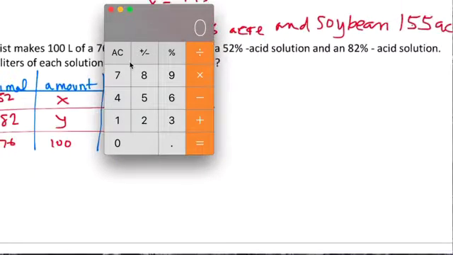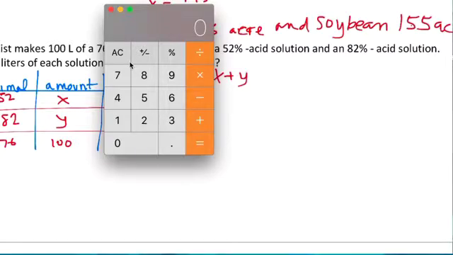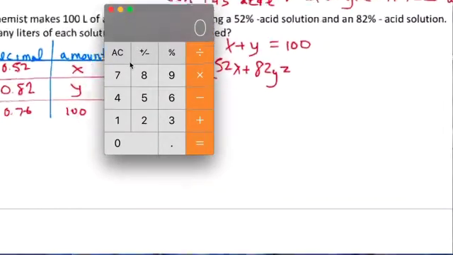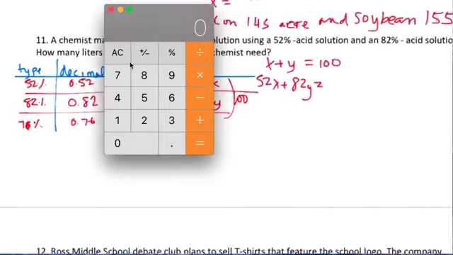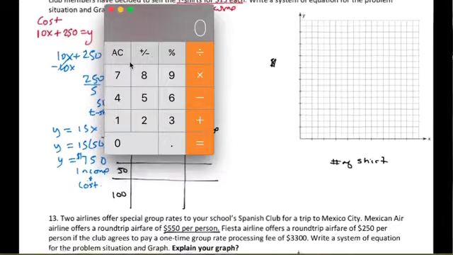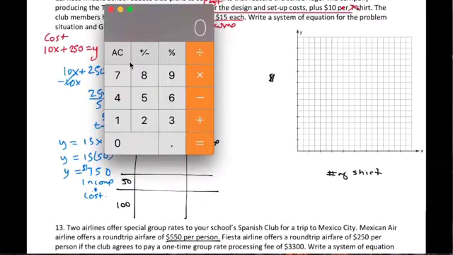Okay, and then you set it up the other way too. Multiply it all by 100. Okay, you find what x and y are. The amount of 52% is x, the amount of 82% is y. And then you graph it. Hope you know how to do this, okay?